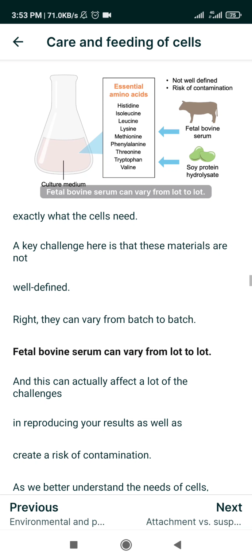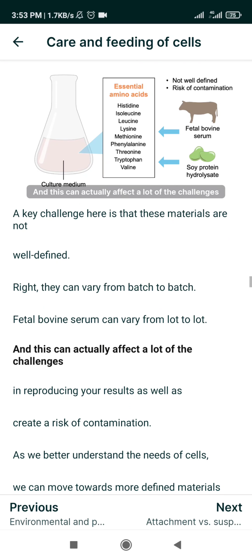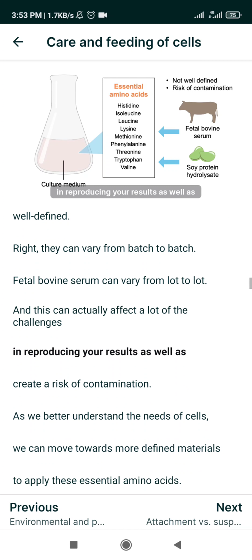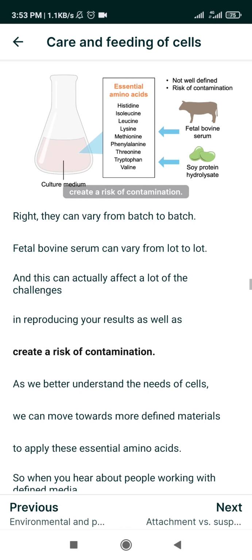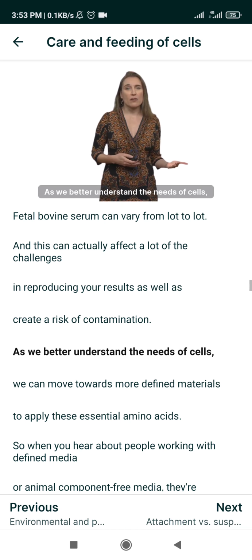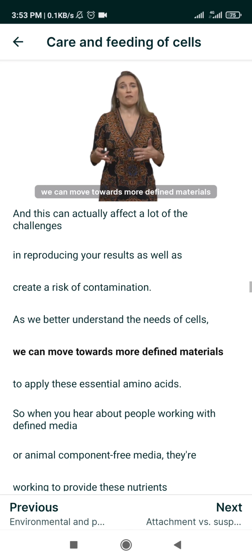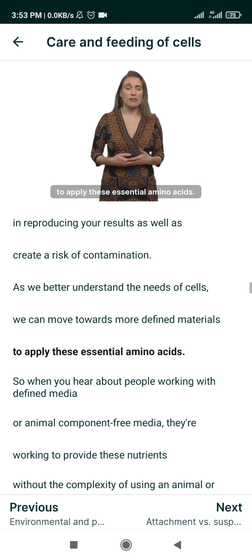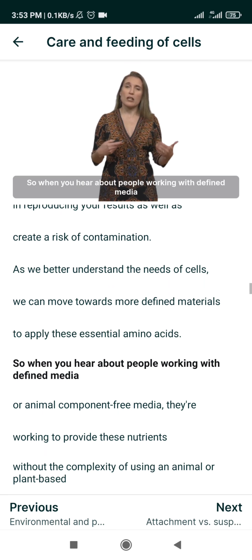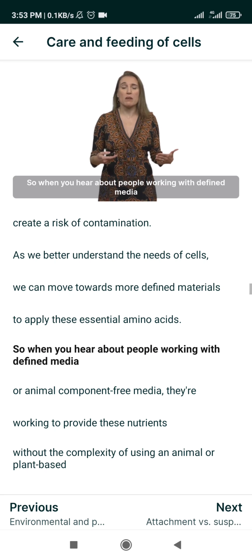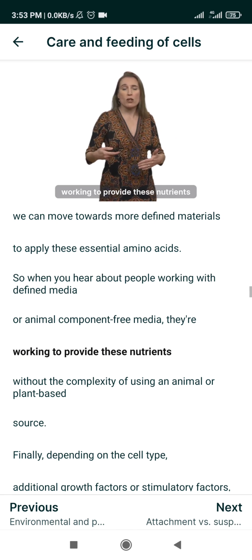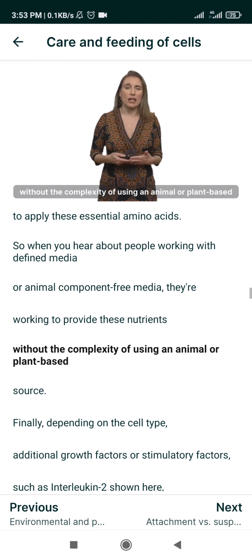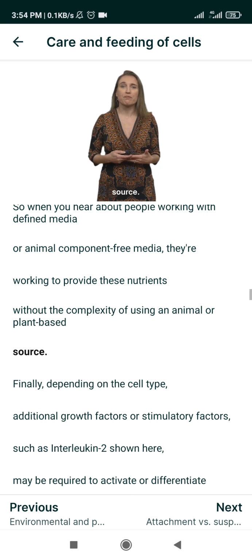Fetal bovine serum can vary from lot to lot, and this can actually affect a lot of the challenges in reproducing your results, as well as create a risk of contamination. As we better understand the needs of cells, we can move towards more defined materials to supply these essential amino acids. So when you hear about people working with defined media or animal component-free media, they're working to provide these nutrients without the complexity of using an animal or plant-based source.